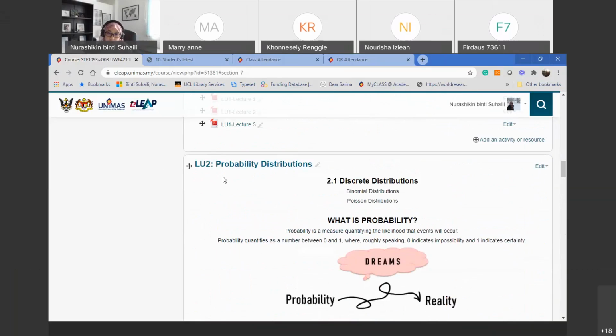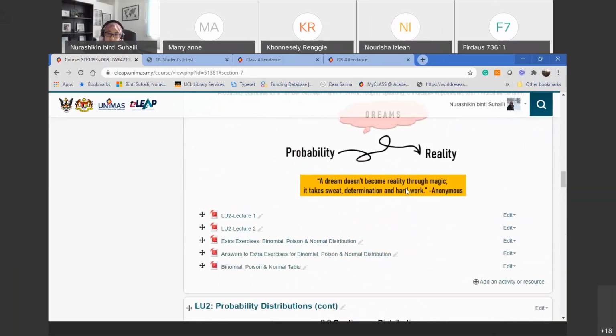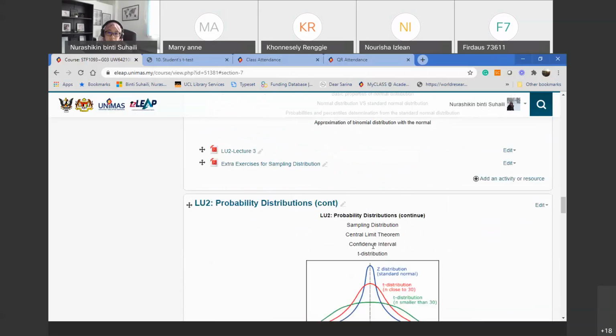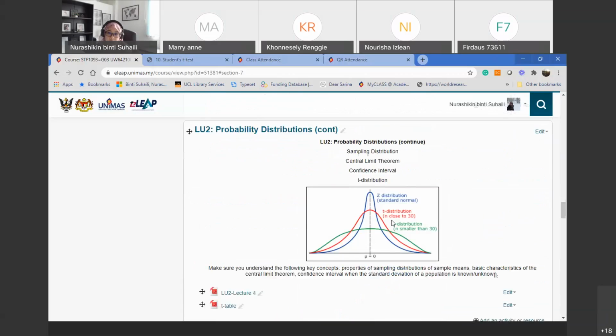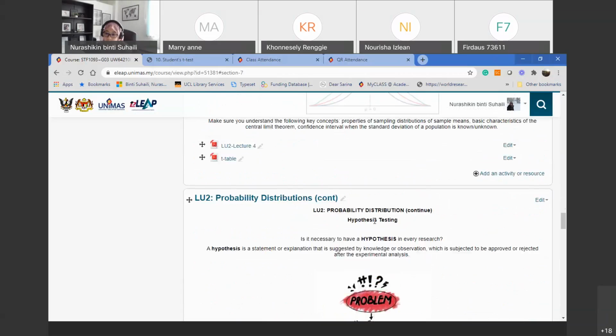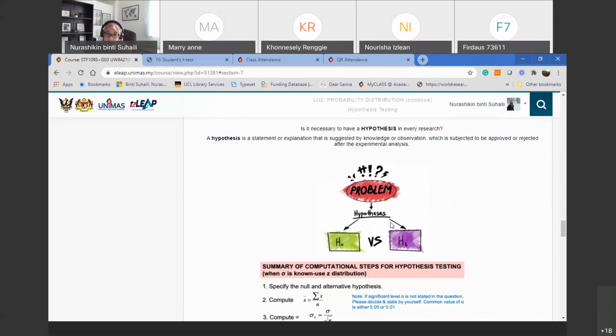So let's just recap what we have learned previously, especially on LU2. We started LU2 with discrete distribution and then continuous distribution. Under continuous distribution, we learned about normal, sampling distribution, central limit theorem. And then we continued with confidence interval and T distribution. And after that, last week we focused on hypothesis testing, right?